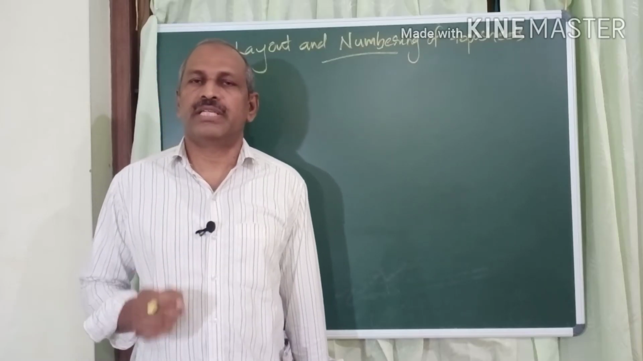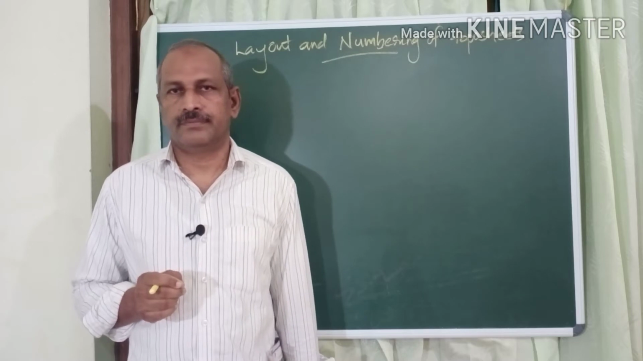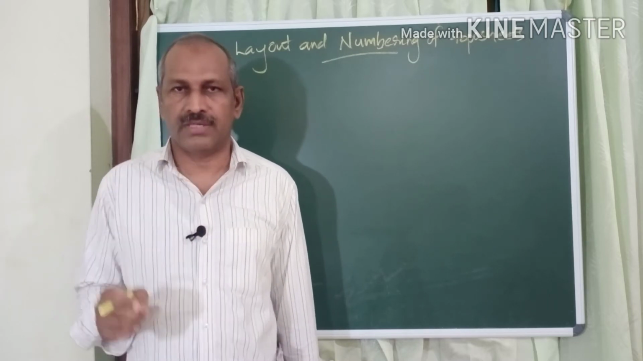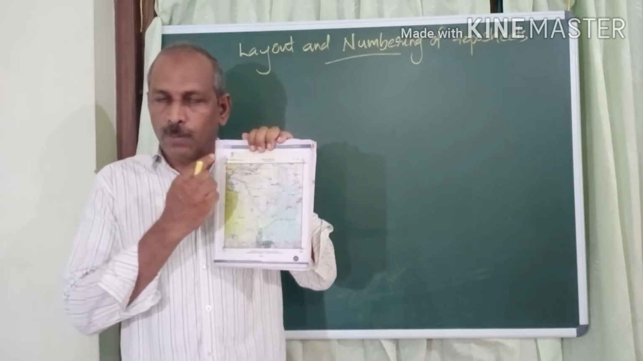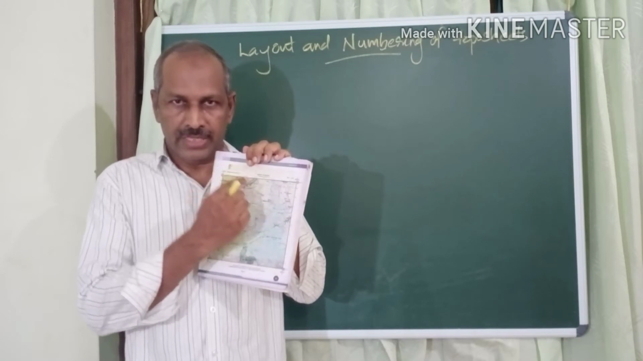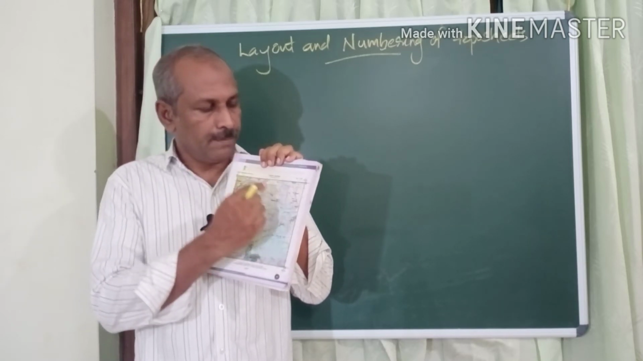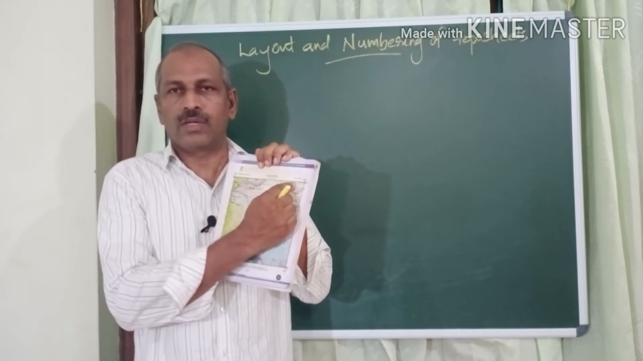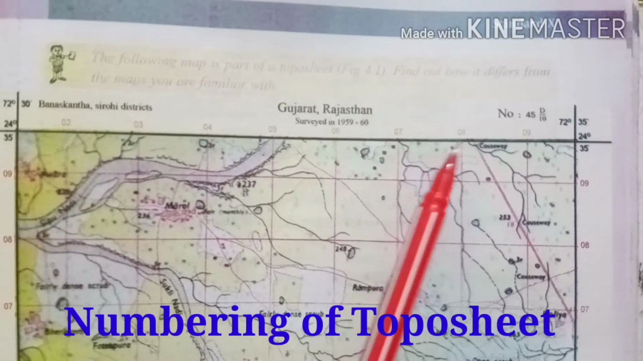Each topo sheet has a unique number. The number of a topo sheet denotes the area which it represents. Look at this topo sheet. This topo sheet has a unique number, and that unique number can be seen at the top right hand corner. Look at the number of the topo sheet.